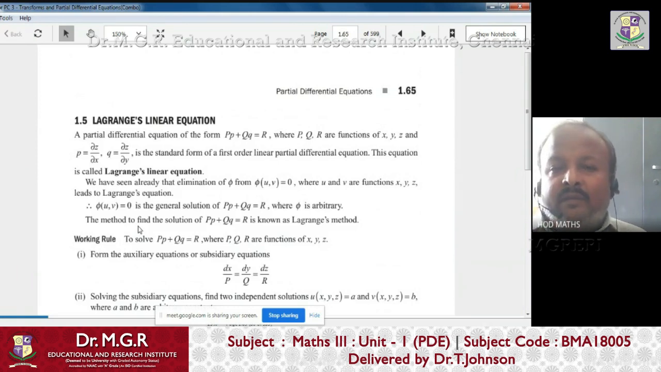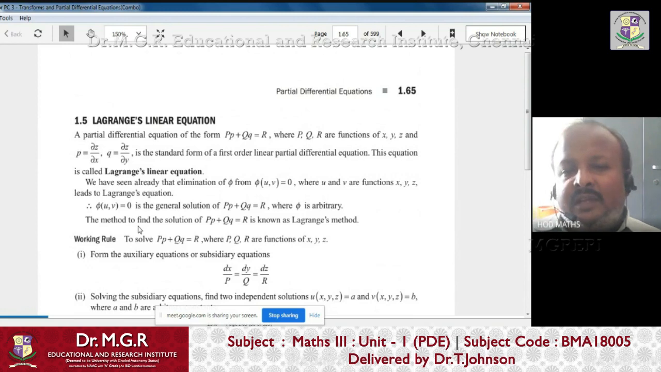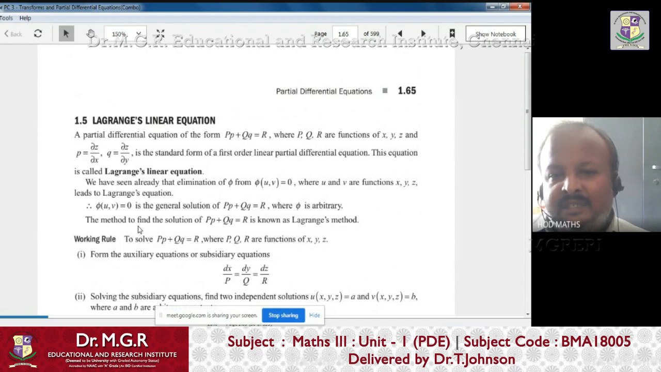So whenever we solve a Lagrange's equation through our standard methods, we will come to the end of a general solution, not a complete solution. So first I will give the definition. Because it is already visible here, if you want to take it down, you can take a snapshot of this in your phone. If your laptop is there, you can even record it.